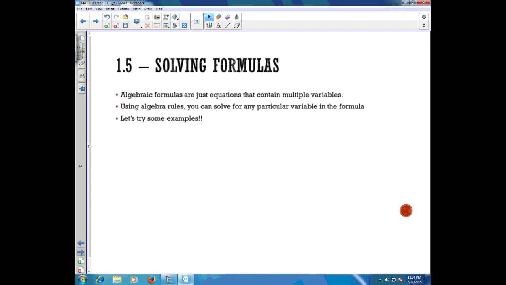Algebraic formulas are just equations, which we're familiar with, but they contain multiple variables, so very few numbers, lots of letters. We can use algebra rules to solve for any particular variable in the formula. And so here we're just going to work through some examples so you can get a feel for how this works.